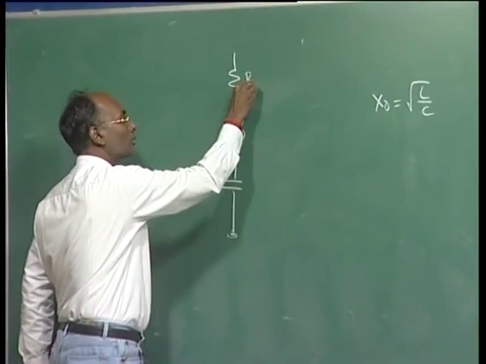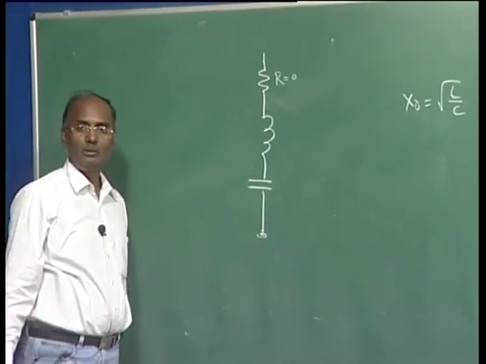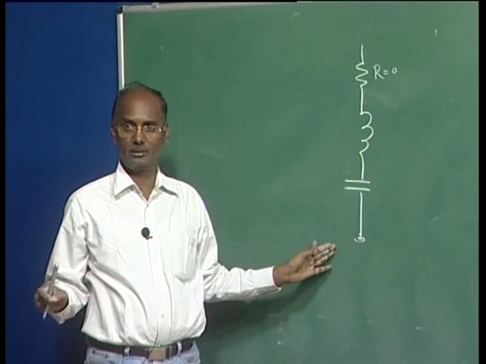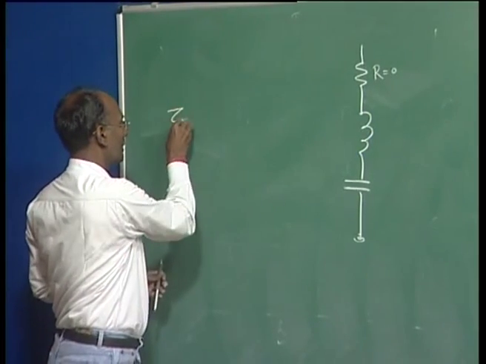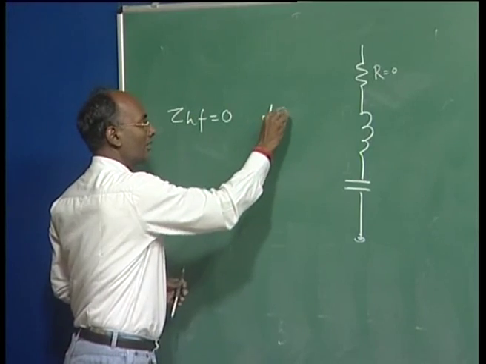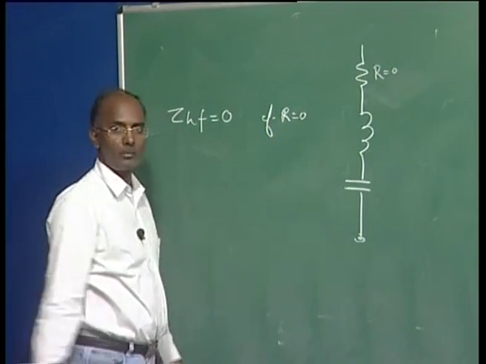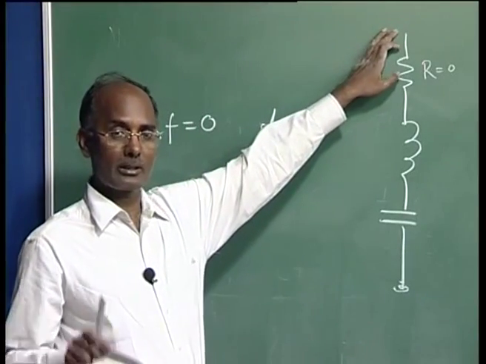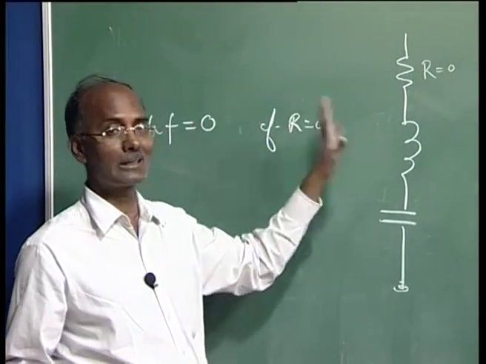If this R is 0, this is a short circuit at that HF, means here this is HF, here it is 0 if R is 0, because we are talking about the impedance of this filter at the Hth harmonics for which it is designed.